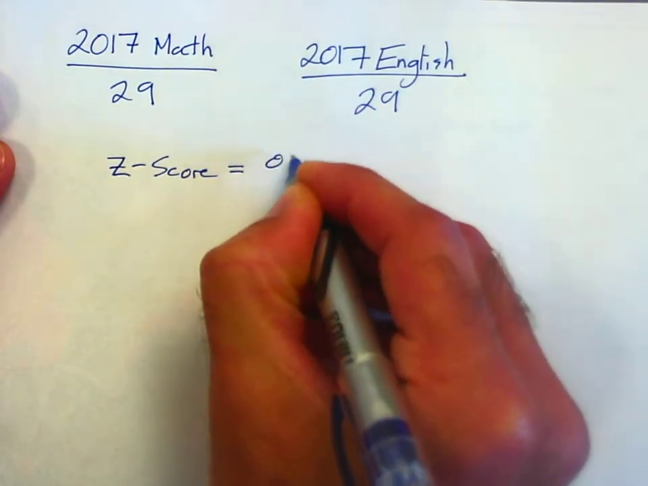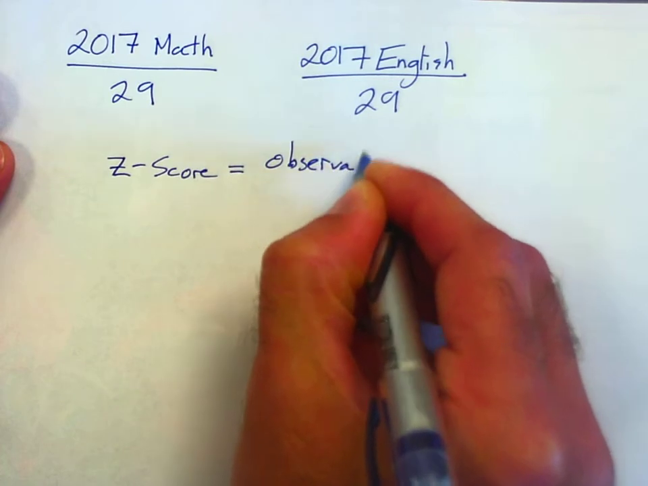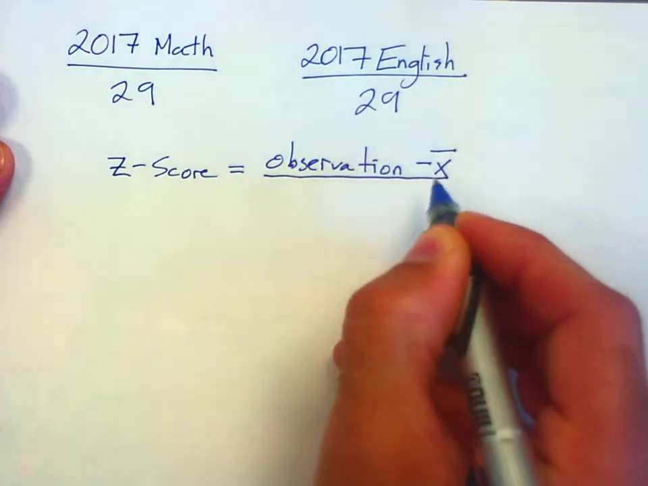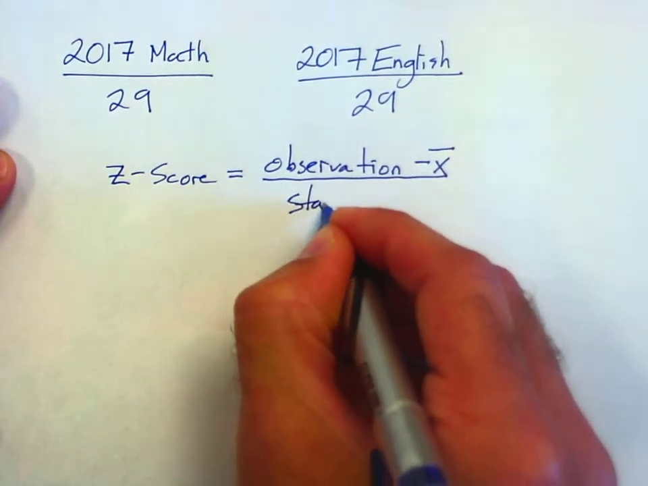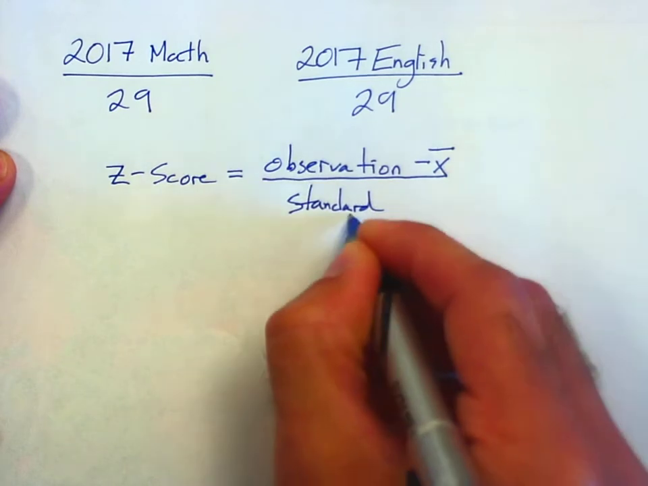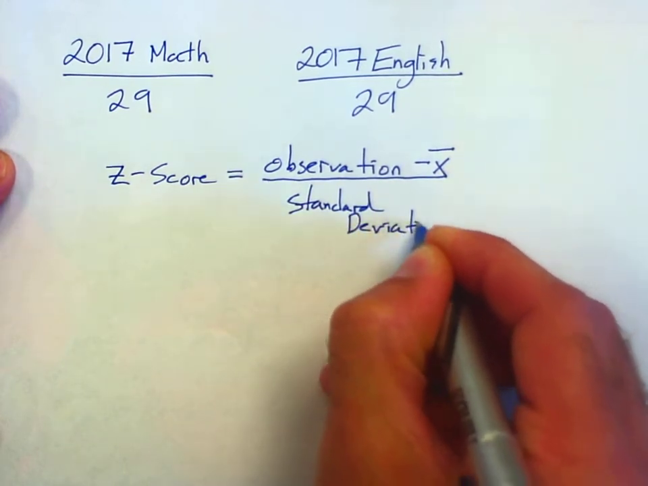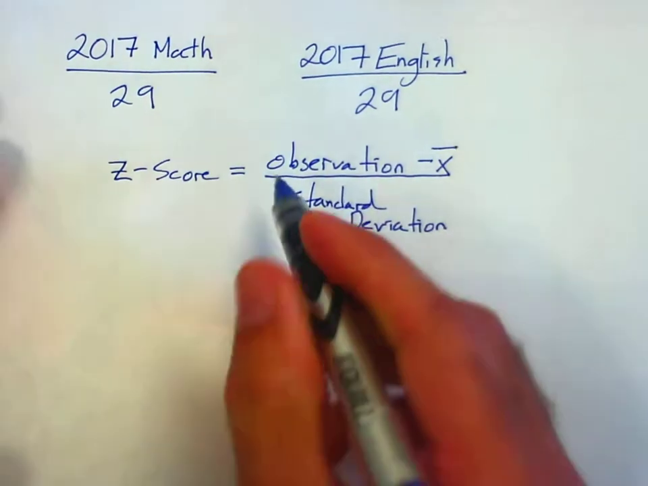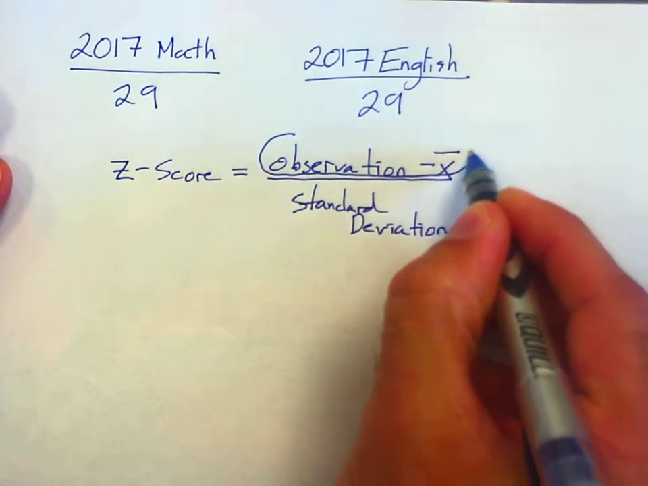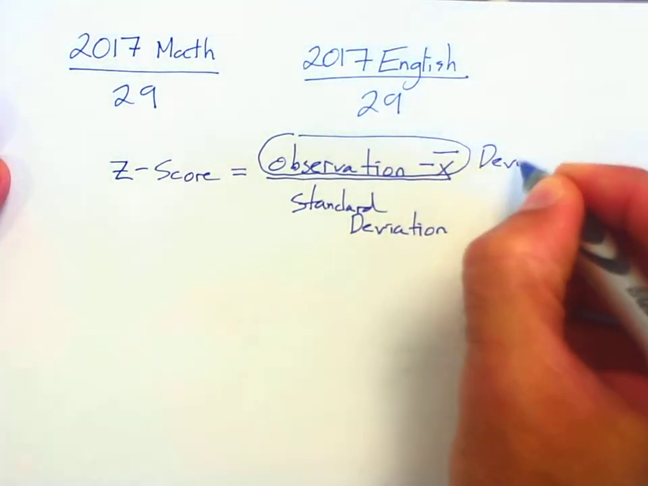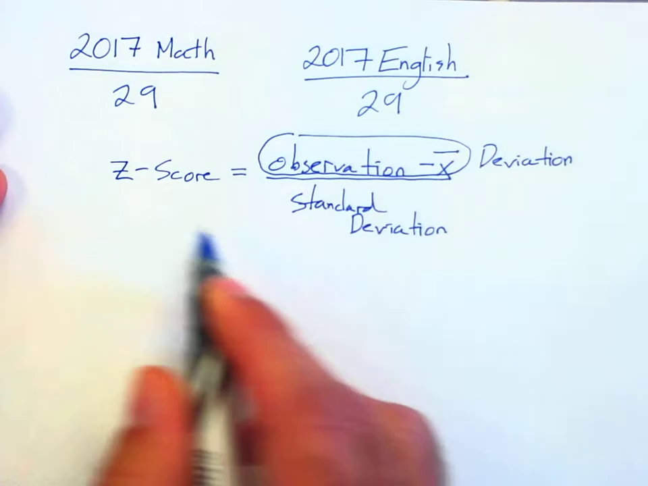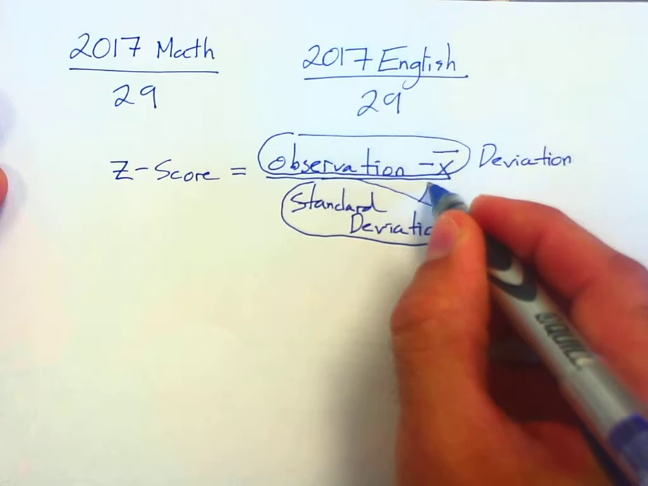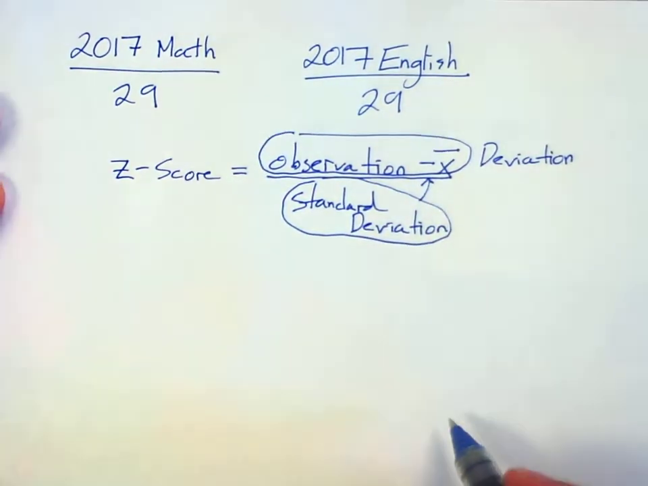So a z-score is just an observation minus the mean for that observation divided by the standard deviation. Notice the observation minus the mean has its own name. This is called a deviation. So all that a z-score does is figure out how many standard deviations will fit into an observation's particular deviation.